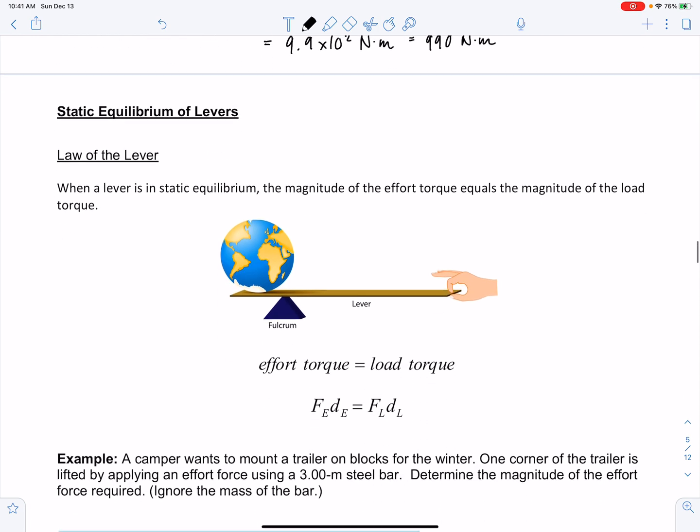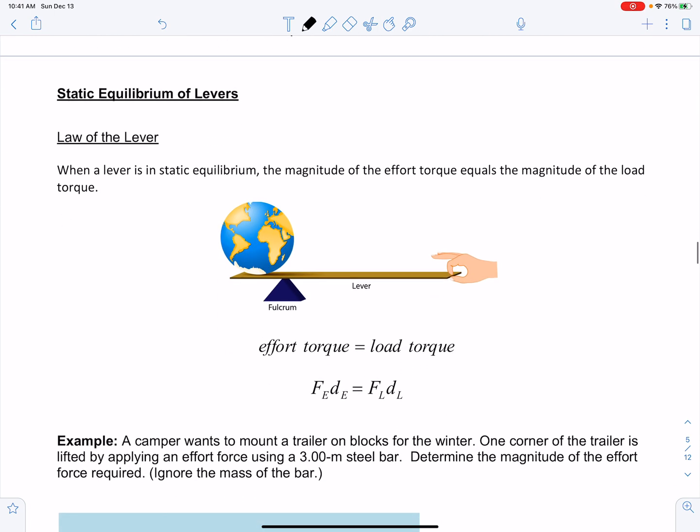You can balance a lever when the load force and the effort force cause a lever to balance. We call it static equilibrium. And there's a law of the lever which states that whenever a lever is in static equilibrium, the magnitude of the effort torque equals the magnitude of the load torque.